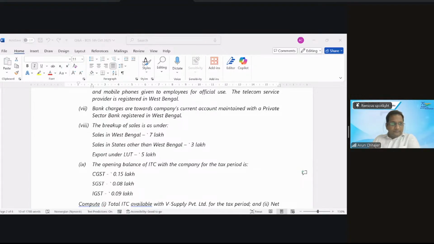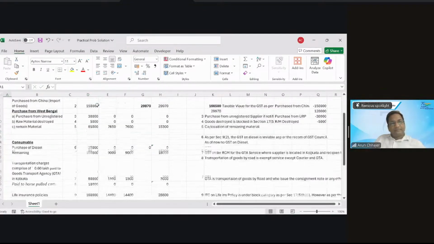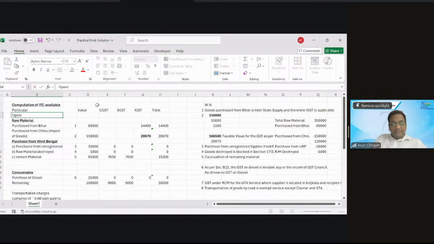So all are clear. The liability cannot be different, but ITC utilization can be different, and considering that, there could be different balances. Correct? Let's write 15, 8 and 9. Let me write the opening balance: 15,000, 8,000 and 9,000.